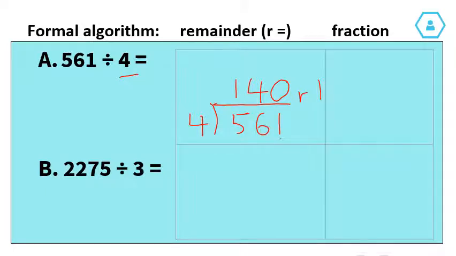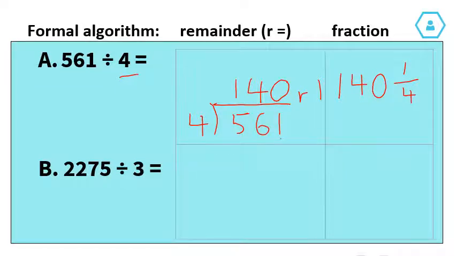When I'm recording this as a fraction, instead of having a whole number at the end, I still write 140, but instead of keeping it a whole number, I'm going to split it into 1 divided by 4. So I'm splitting that 1 whole into 4 equal parts, one of which is 1/4. So my remainder as a fraction is 1/4.